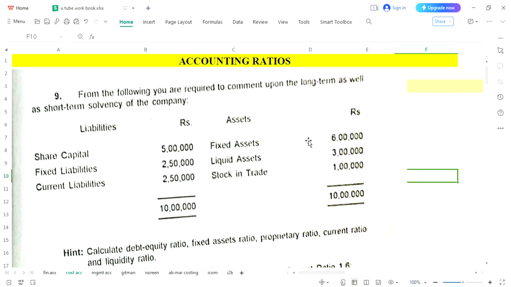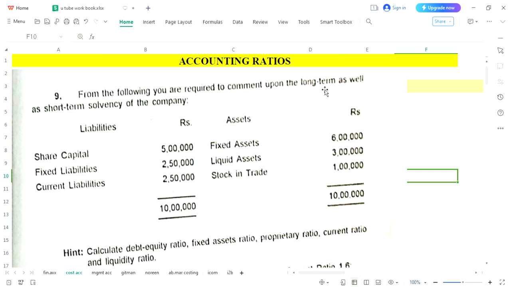Alright, in our question, only the balance sheet is provided. Look here, liabilities and assets are given. It means only ratios related to the balance sheet are required to be calculated. So we do not need to calculate gross profit ratio, liquid ratio, operating profit ratio. These ratios are related to the profit and loss account, while here only the balance sheet is given.